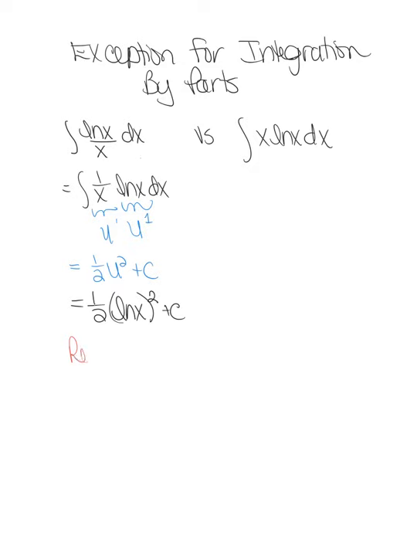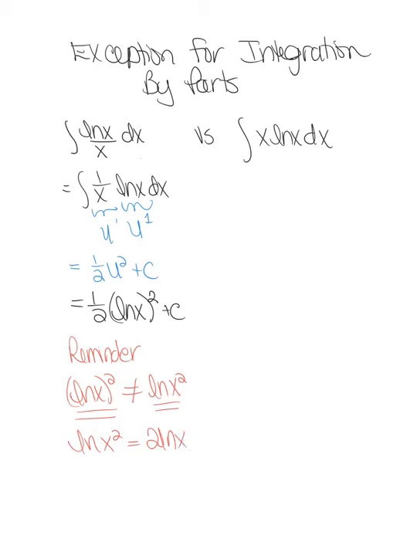And just as a reminder, the natural log of x quantity squared does not equal the natural log of x squared. They are not one and the same. For the first one, I take the whole natural log of x, put that in a calculator, and then square that result. In the second, I take the x, square it, and then apply the natural log. But the natural log of x squared does equal 2 times the natural log of x. We need to remember our properties there. Okay, so that's the first example. And again, anytime we see a natural log of x, we're going to try that u substitution.